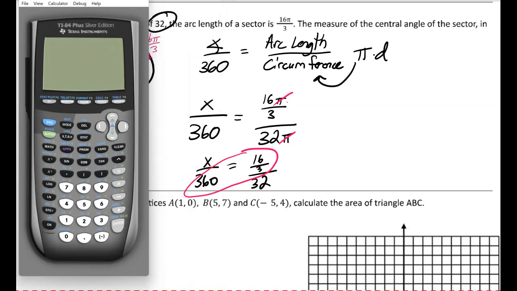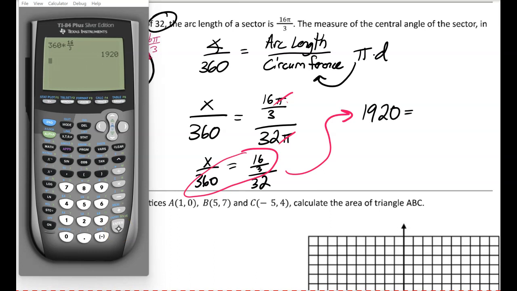Now I'll remind you that when you're working with your fractions, your calculator can do that pretty easily. If I want to do 360 times 16 over 3, I would just type it in as a fraction. Alpha y equals 16 over 3 to get 1920. So I'll keep writing over here.